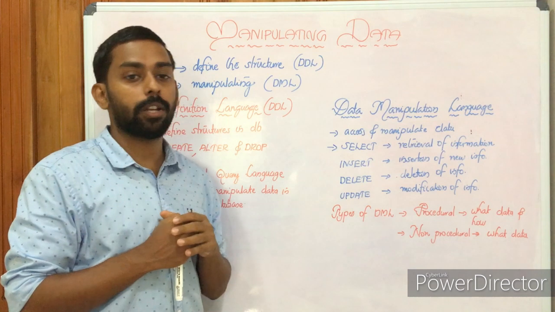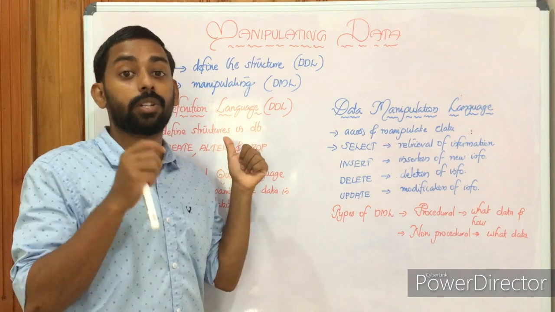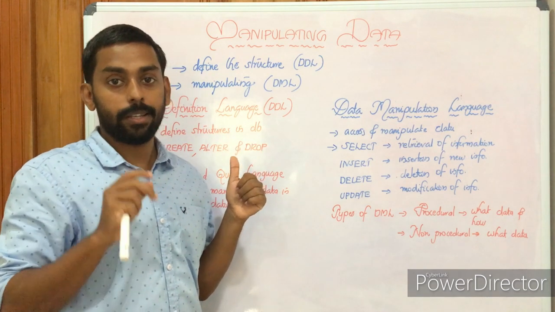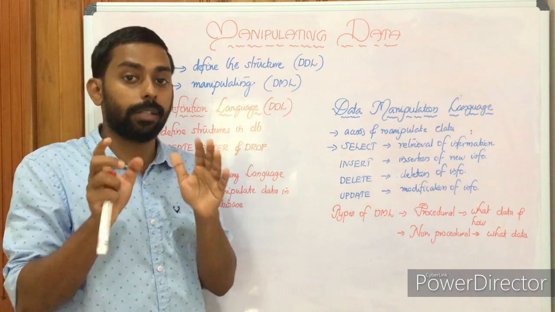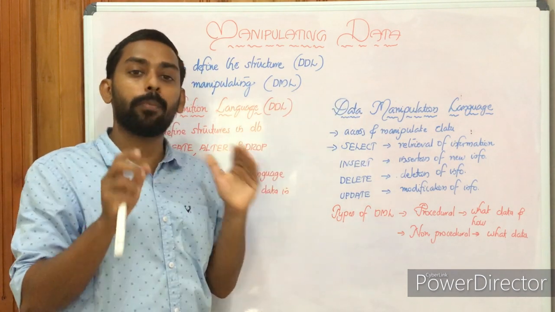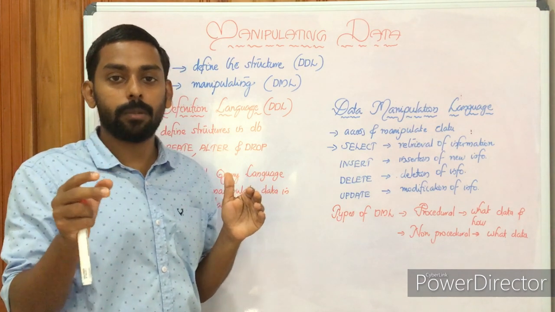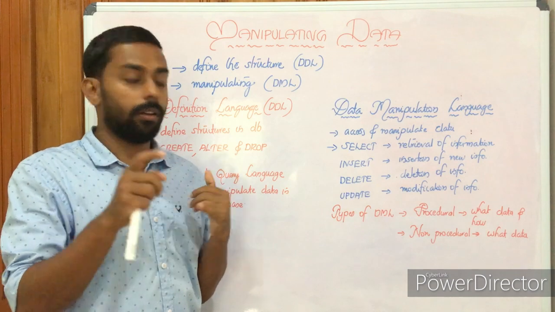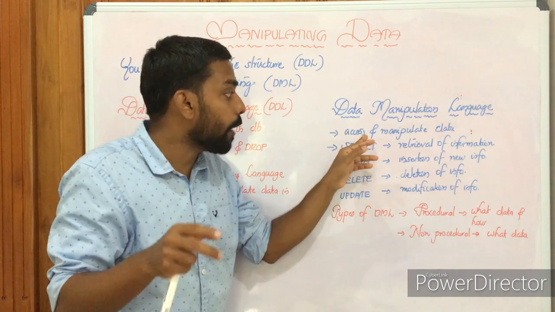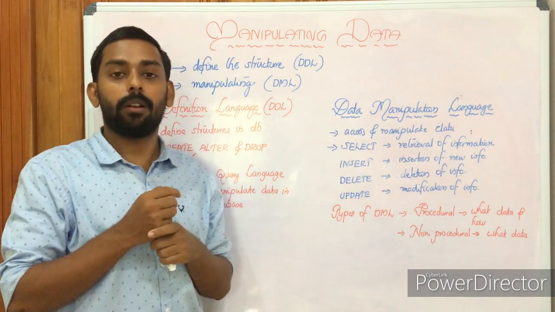Then data manipulation language. Actually, data definition language deals with the structure of the data, the pattern, the definition of the data or the table. But data manipulation language is a very simple concept. We are dealing with the data stored in the database. It's used to access and manipulate data.